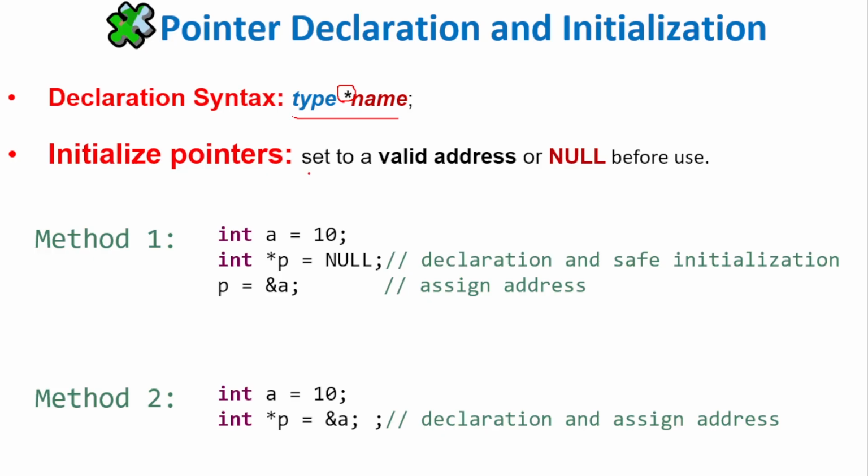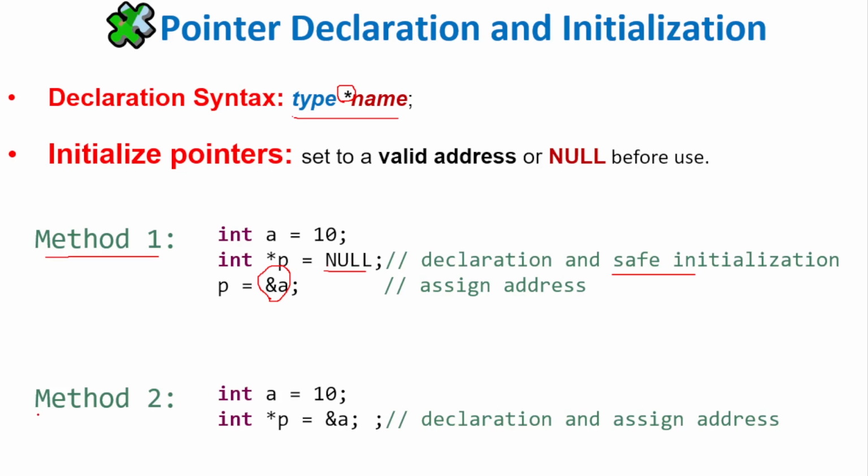In C, pointers can be defined in two professional and commonly used ways. The first approach is to declare the pointer and initialize it with NULL, and then assign a valid address to it later in the program. This is considered a safer practice because it clearly indicates that the pointer is not yet pointing to any valid memory and helps prevent accidental access to an uninitialized pointer.